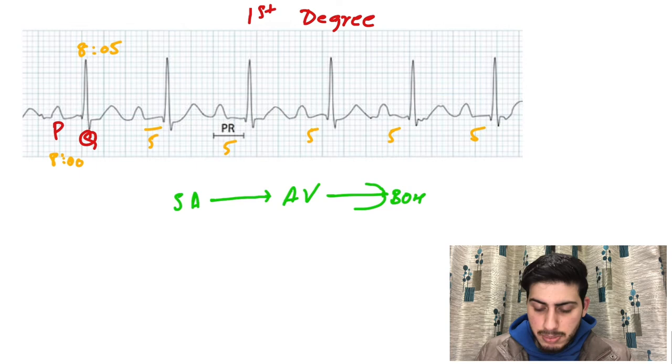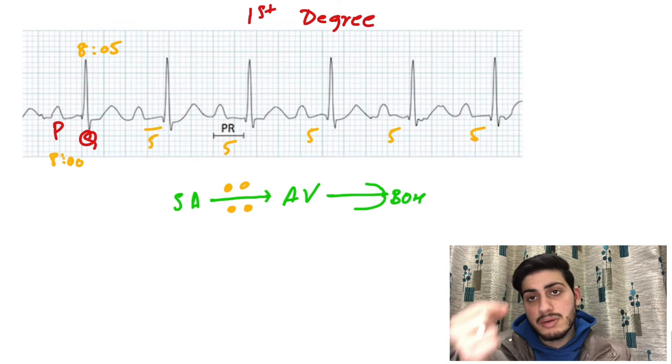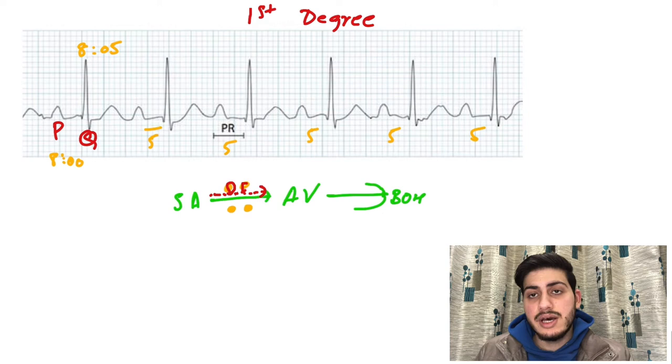So in this case, in first degree heart block, the block is here, in the network between SA node and AV node. So when the problem is not in SA, neither in AV, I'm saying the network between SA and AV. So what will happen is, the impulse that is going from SA to AV will get slower or reach late to AV, resulting in prolonged PR interval.